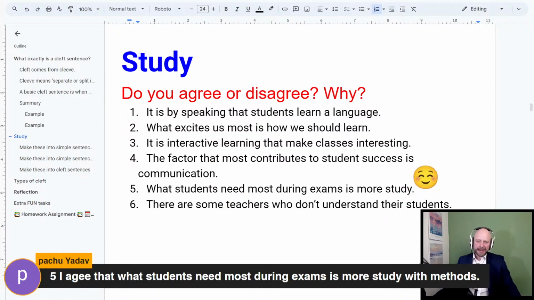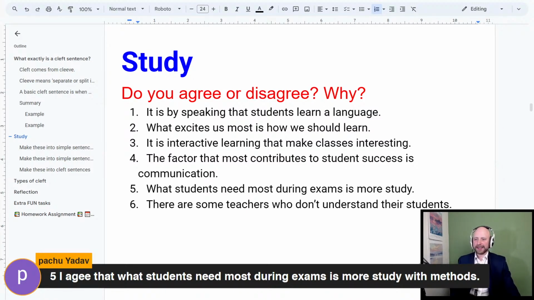And Patrick says, I agree that what students need most during exams is more study with methods. Well, that's it. If you want to pass an exam, the best way to pass an exam is to study. Study is really good for passing exams. And if that's what it's about, then you got to study. But you know what? Exams are evil. But they are a necessary evil.